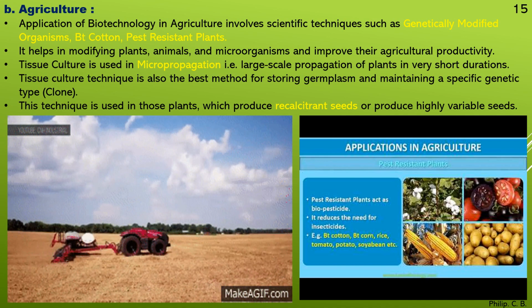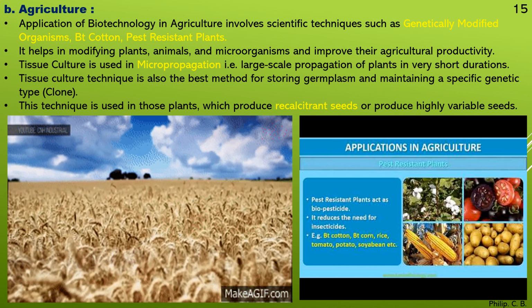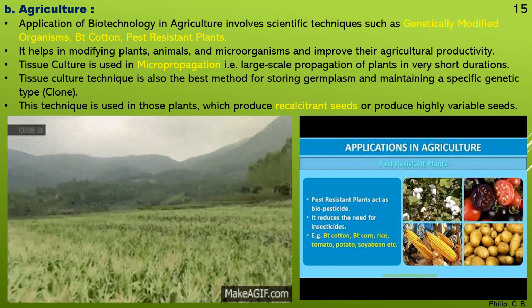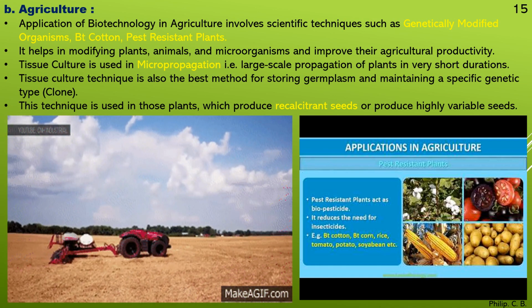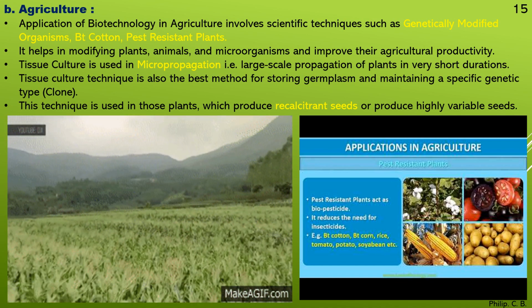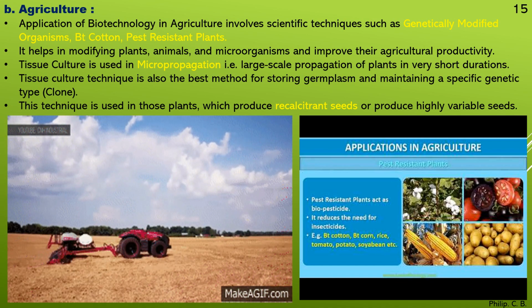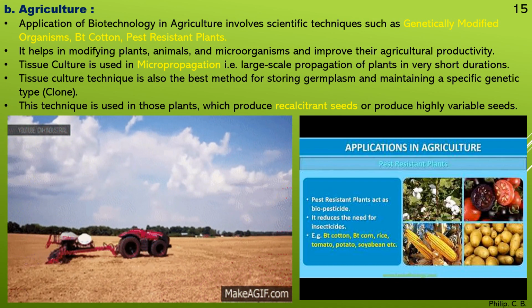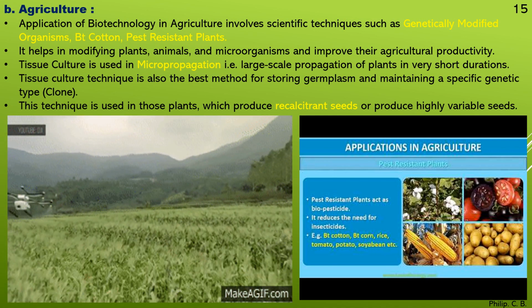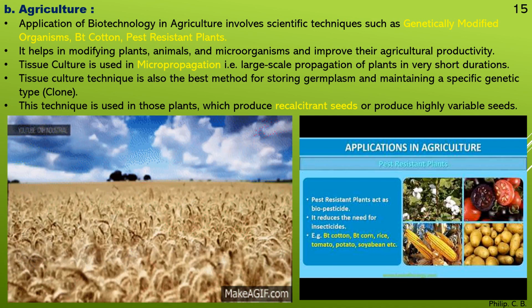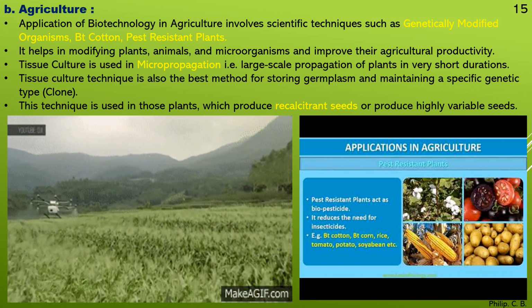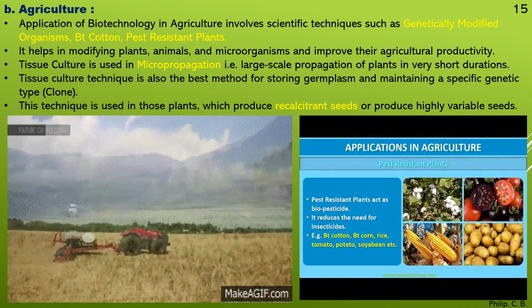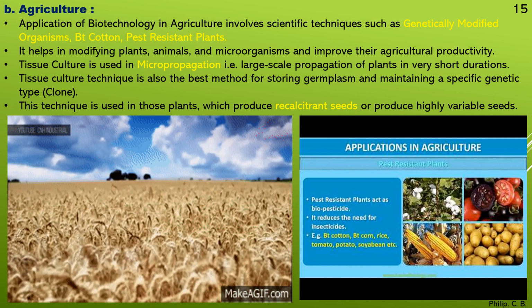Tissue culture is used in micropropagation. The term micropropagation means that by using a small part of the plant, whether it is stem, root, or leaf, plants can be produced on a large scale, as given, large scale propagation of plants in a short duration or in a very small time period. Further, the tissue culture technique is also the best method for storing germplasm and maintaining a specific genetic type, or we can say clone. This technique is used in those plants which produce recalcitrant seeds or produce highly variable seeds. Okay.